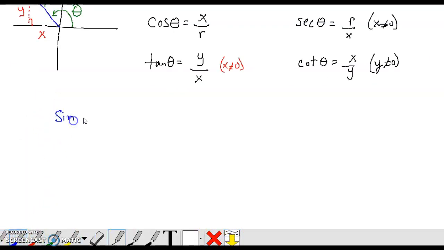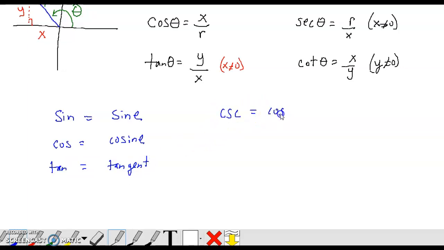Again, I just want to make sure that everyone understands the words. So sine is abbreviation for this word, sine. Do not pronounce it as sin, right? Cosine, right? COS is the abbreviation, cosine. Tan is the abbreviation for tangent, right? Cosecant, right? And then secant. And then secant is spelled like this. And then cot or cotangent.